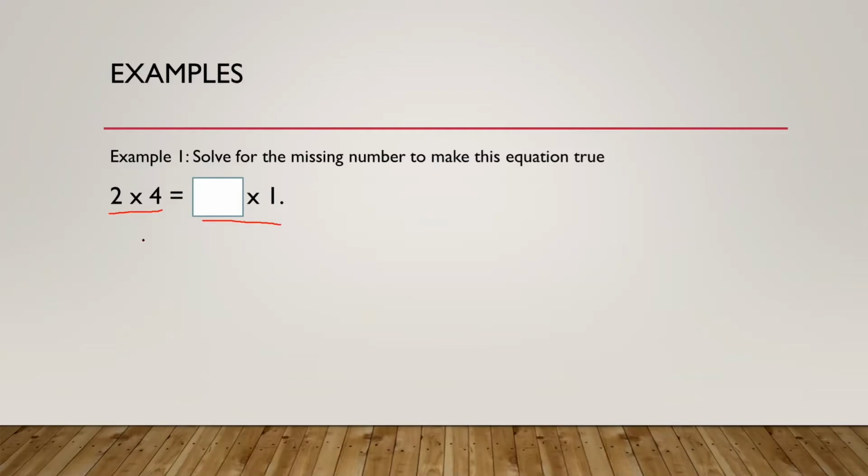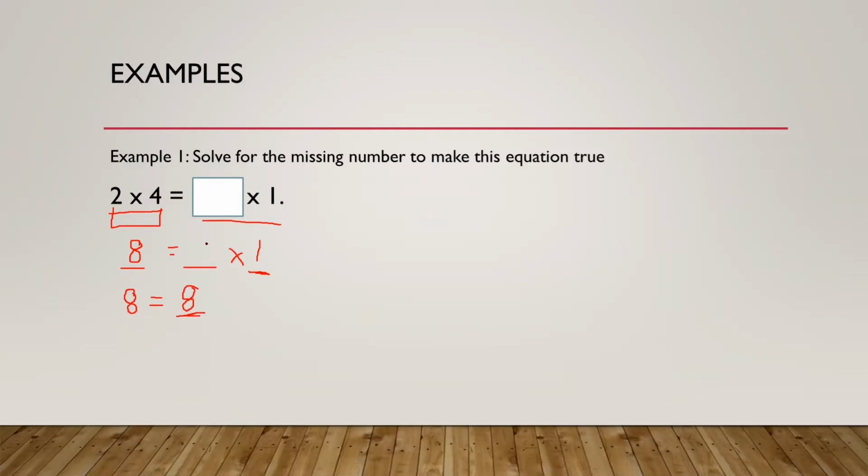So, first, we will solve the left side of the equation. So, kung ano yung pwede muna nating isolve. So, eto pwede nating isolve, which is 2 times 4 is equal to 8. So, 8 yung sagot dito. Then, equal siya sa blank times 1. So, ano kaya yung pwede kong i-multiply sa 1 para ang maging sagot niya ay 8? Kasi dapat ang mangyayari ay 8 is equal to 8. So, ano yung pwede kong i-multiply sa 1 to get the product na 8?